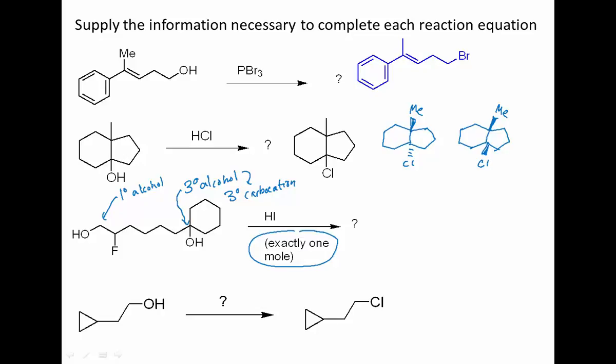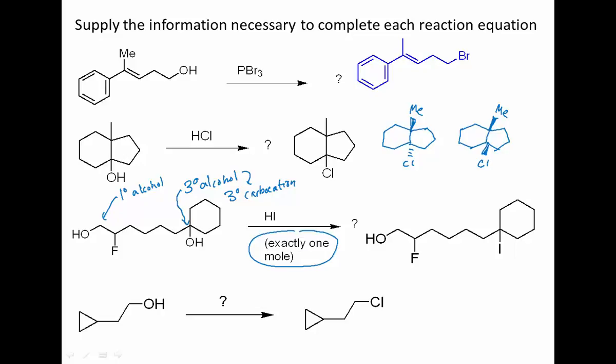Okay, remember our relative rates for this reaction. Tertiary faster than secondary, faster than primary. If we're very careful to control the amount of HI that we add, we're only going to get substitution at the tertiary alcohol, and that's the product that we should predict right there.